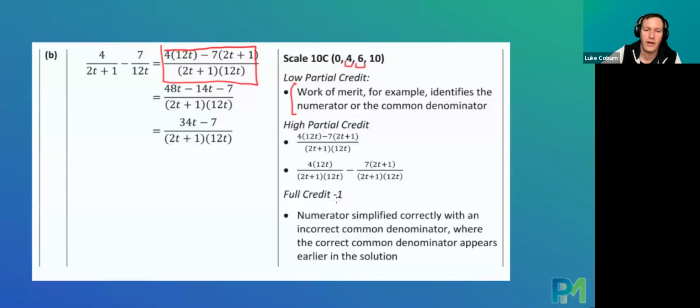And then full credit minus 1, basically, if the numerator is simplified correctly with an incorrect denominator. So if we made a mistake in the denominator or something like that, even if you had this line here and you put a 3 here or something, you still get 9 marks out of 10.